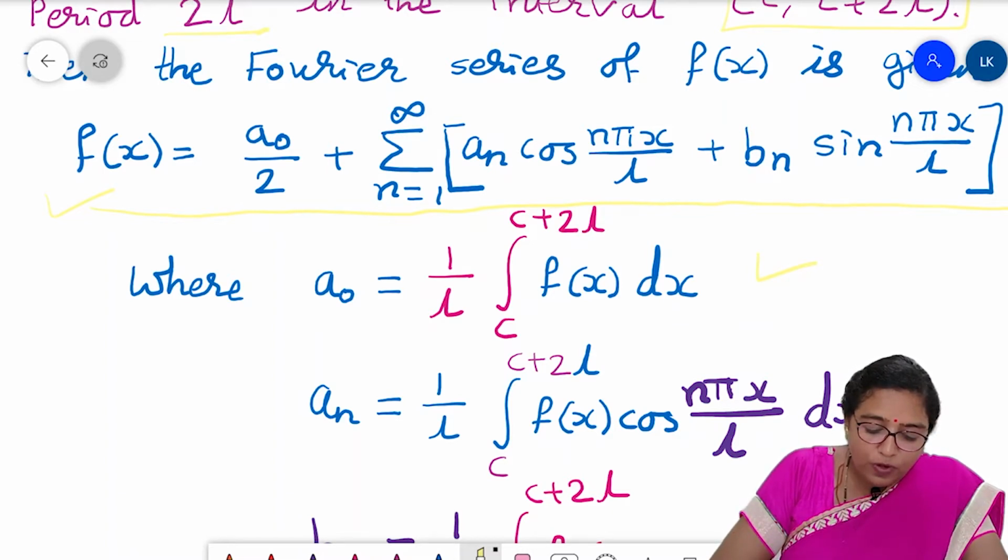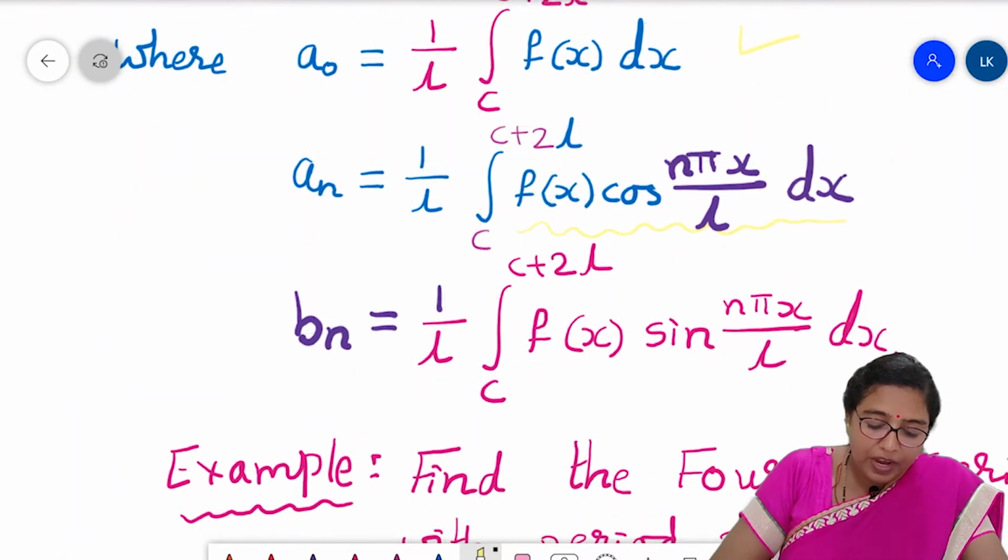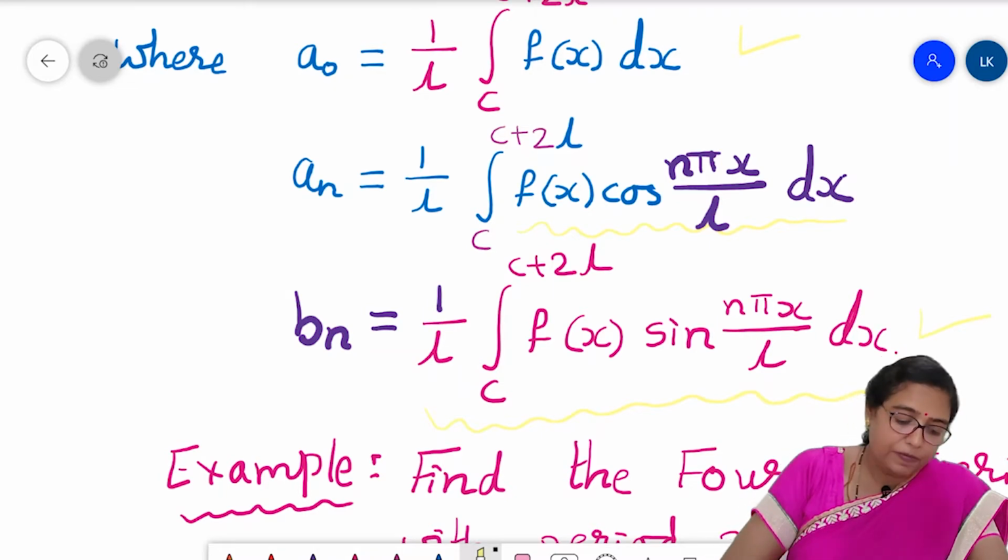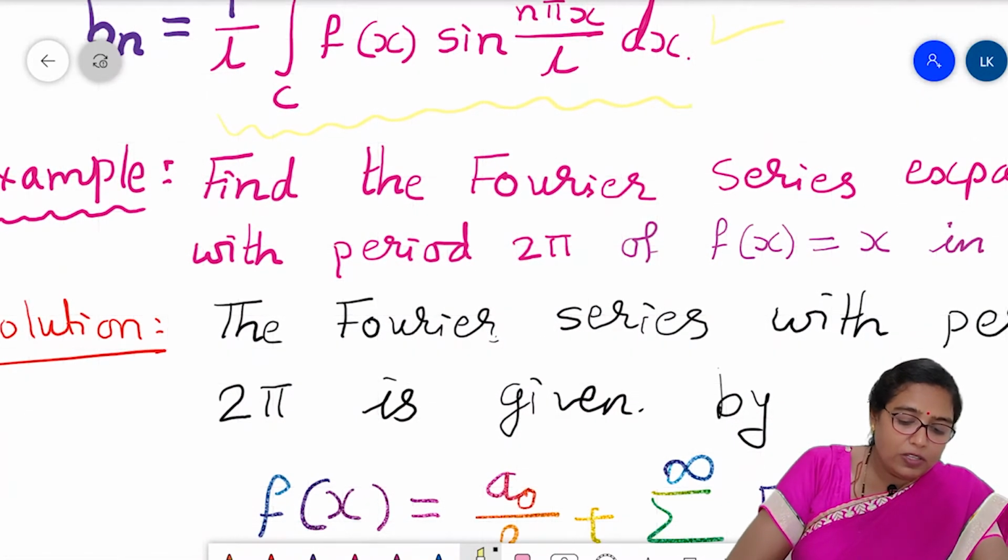a_n is equal to 1 upon l integral c to c plus 2l f(x) cos(n pi x upon l) dx, and b_n is equal to 1 upon l integral c to c plus 2l f(x) sin(n pi x upon l) dx. Let us solve the example.